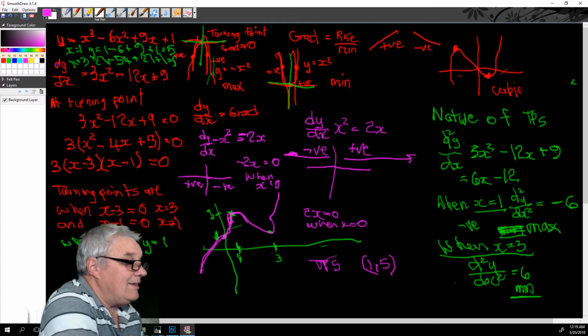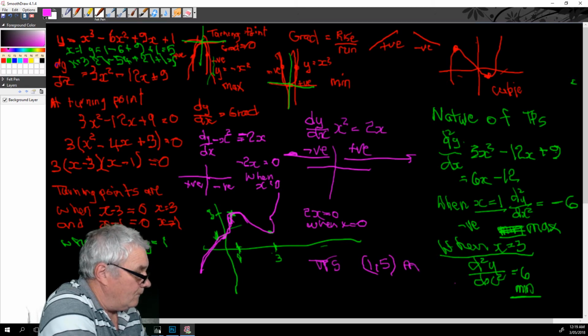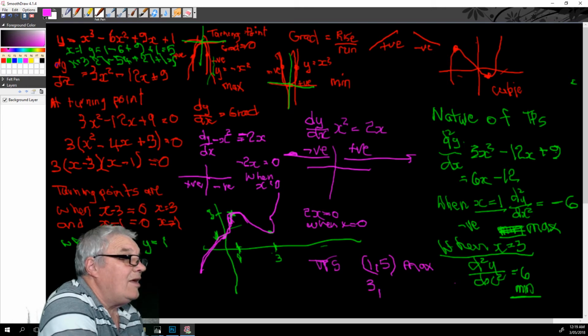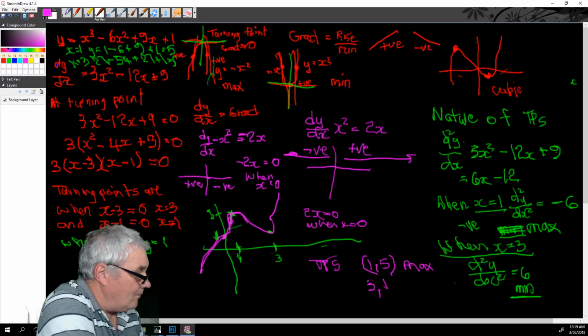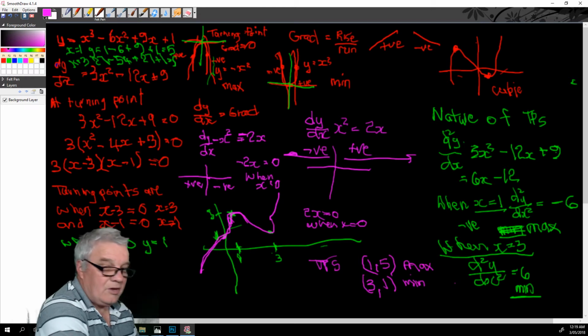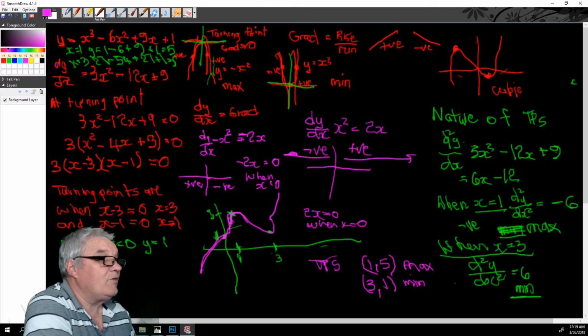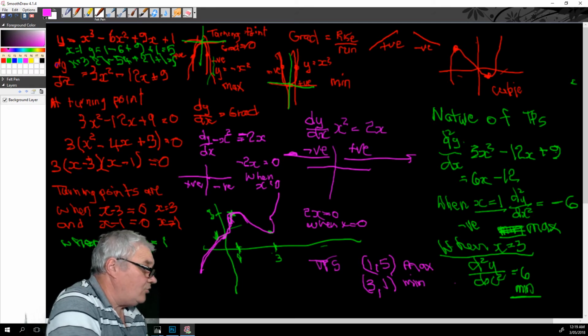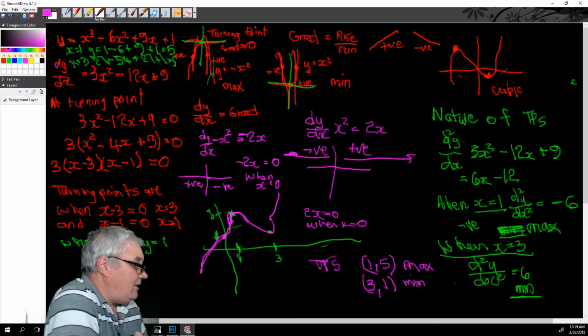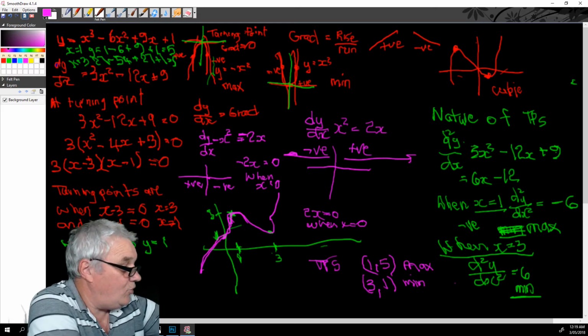And that one's the one at 1 and 5, which is a maximum. And then the other one's at 3 and 1. The turning point at 3 and 1, and that one's a minimum. Okay, so that's it there, like so. It's a bit shaky, sorry about that, but that's the best I can do.